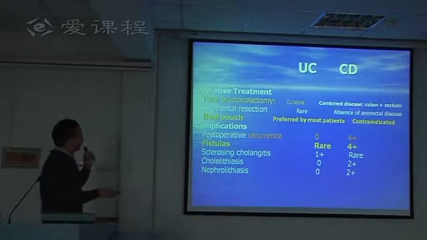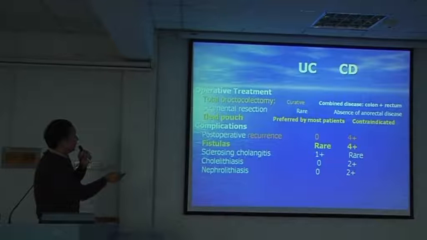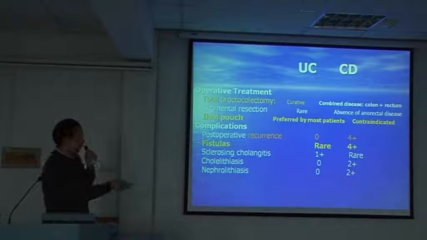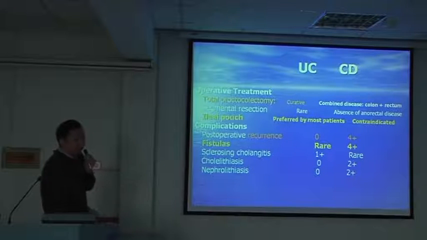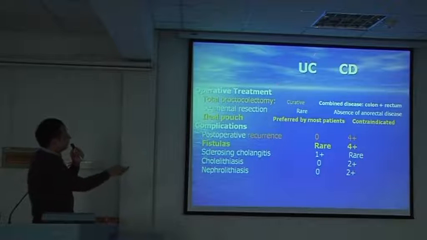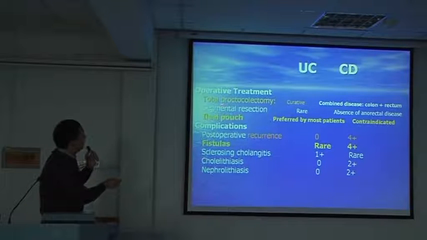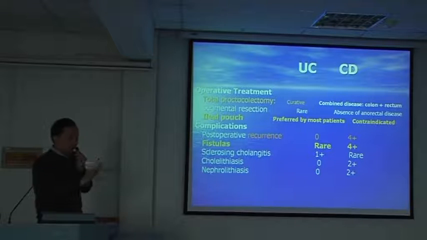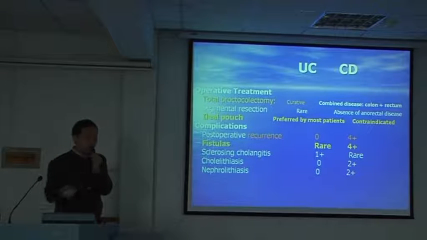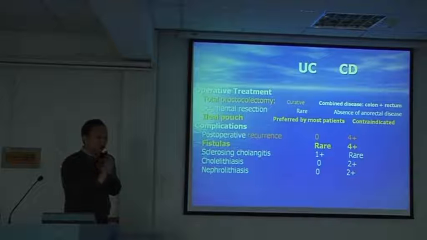Okay, and the ileal pouch is performed in most UC patients. The ileal pouch I will explain later in detail. But for CD, it is a contraindication. So for ulcerative colitis, the most common surgical procedure is total proctocolectomy with ileal pouch anastomosis. Because if you remove all the colon and rectum, then you do an anastomosis of the ileum to the anus.